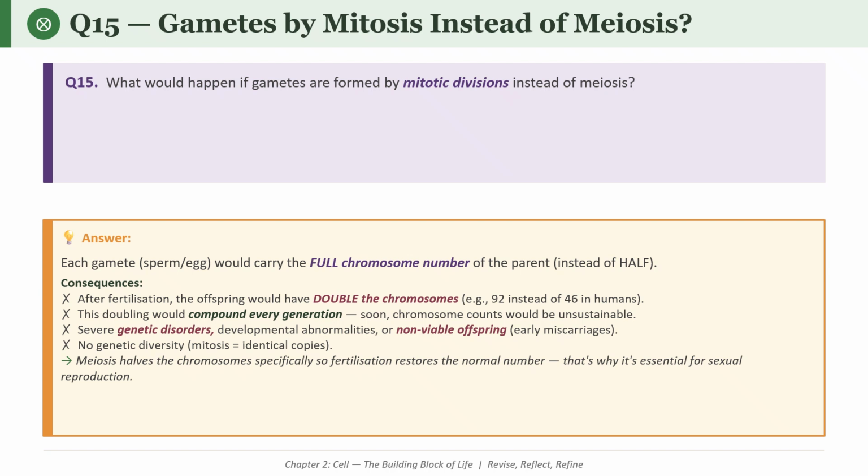Actually, how many pairs of chromosomes? 23 pairs of chromosomes will be there. But instead of that, as you can see in the examples I have given, instead of 46 in humans, 92 will be there. So this doubling could cause chromosomal disorders, genetic disorders, developmental abnormalities, or non-viable offspring. Sometimes early miscarriages may also occur, and there is no genetic diversity. Meiosis halves the chromosomes specifically, so fertilization restores the normal number. That's why it is essential for sexual reproduction.